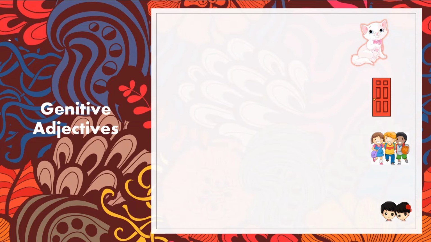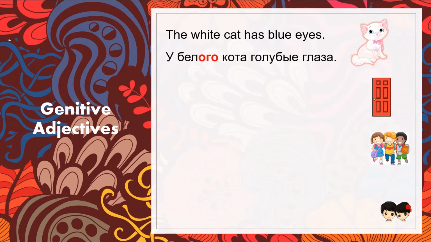Remember that genitive is all about possession, okay? So the white cat has blue eyes. So we're saying that in the white cat's possession, there are blue eyes. Okay, so cat, that's the thing that's possessing something. That's going to be in the genitive noun case. So white will be in the genitive adjective case. У белого кота голубые глаза. Okay?